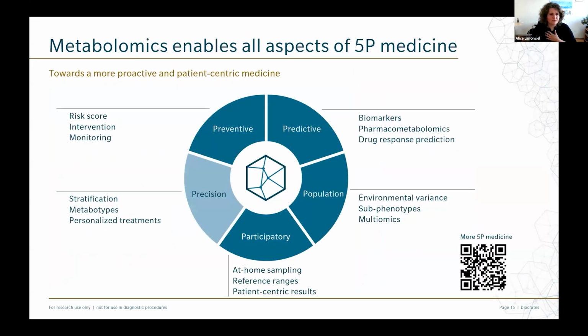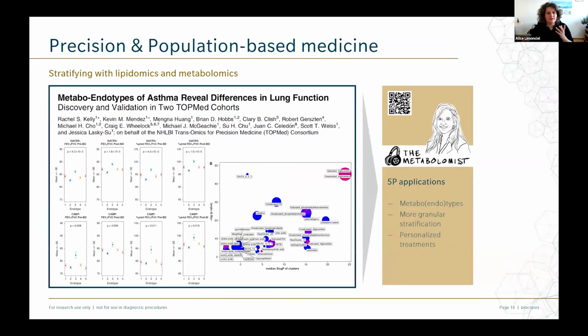Precision medicine is a tool that's very powerful for stratification. Here I have an example where I discussed with Rachel Kelly from Harvard Medical School the way that her group separated a group of children with asthma into 5 subgroups. These were so-called metaboendotypes or metabotypes, and each group has a different pattern that is informative for potential treatment options and ways of addressing each patient or group of patients with the most effective treatment.